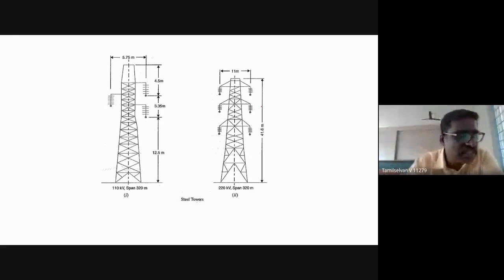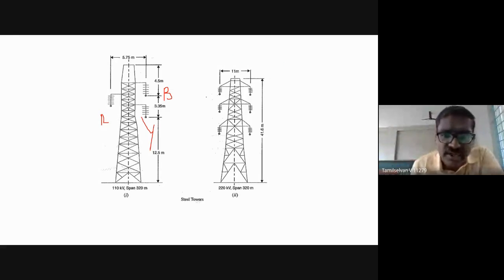Okay, so see this type of tower here. In this diagram of one circuit, we have only R phase, Y phase, and here we will have a B phase. This type of structure we normally use for a single circuit, with a single structure.